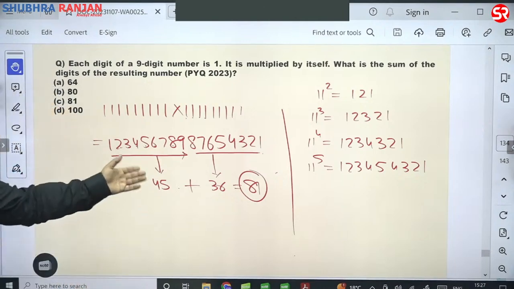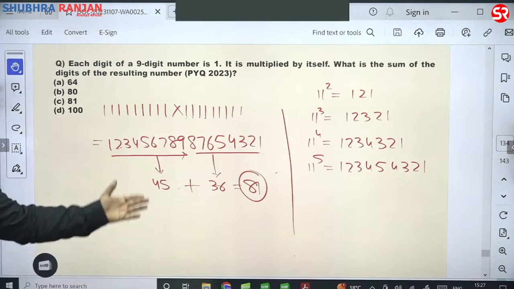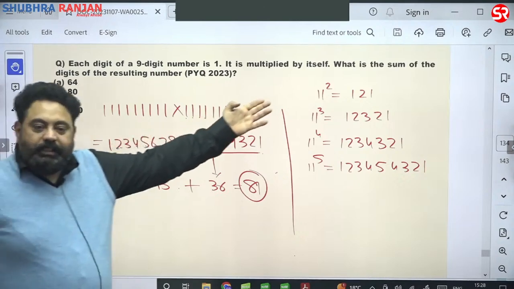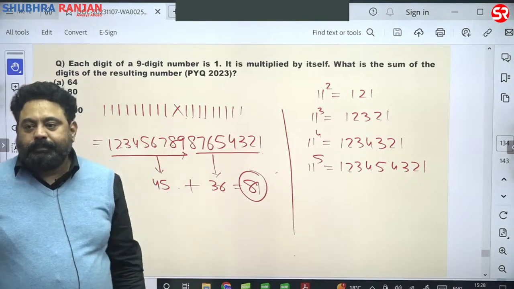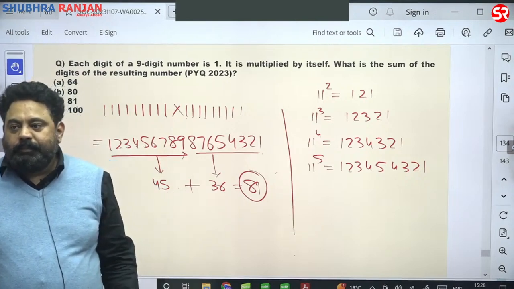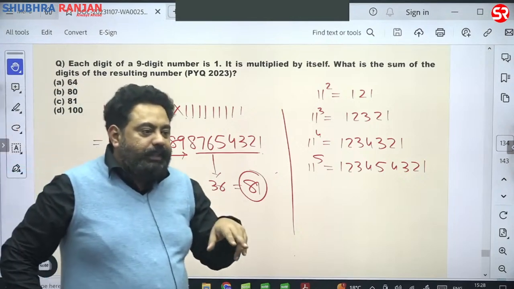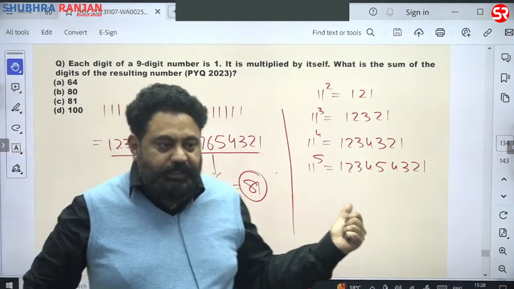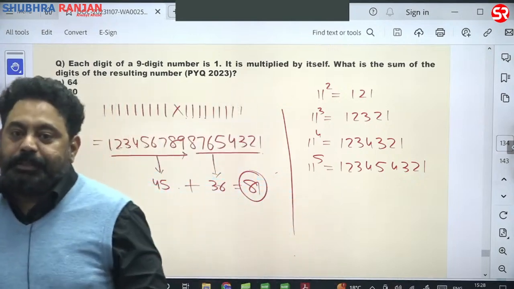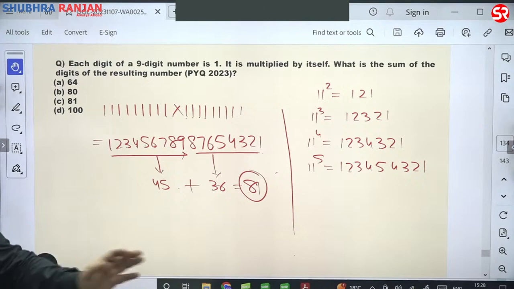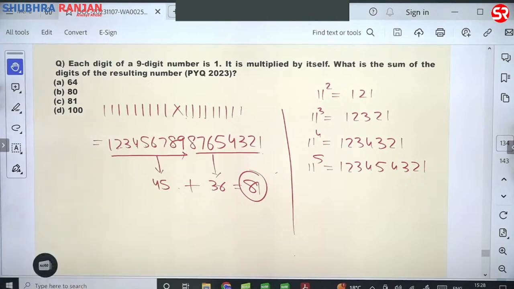Tell me, is it tough? Basic question. All you needed to know was this. What is 11 square? What is 111 square? When we do calculation-wise questions, we do these in classes. Then students tell us, sir, what is the use? Calculation has immense use in UPSC. This is what I have realized. Immensely useful.